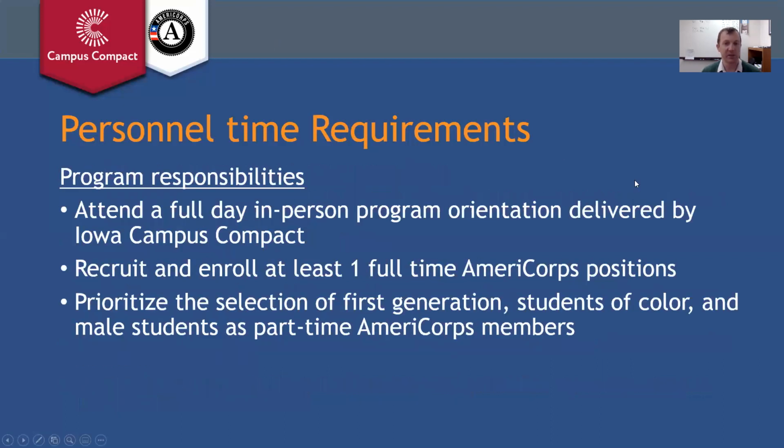Additional program responsibilities: we do want you to attend a program orientation with us, and recruit and enroll at least one full-time AmeriCorps position. That's not a firm requirement, but it is something that we encourage you to do, especially for larger cohorted programs. And then obviously, as I mentioned earlier, prioritize the selection of first-gen students, students of color, and male students as part-time AmeriCorps member positions.